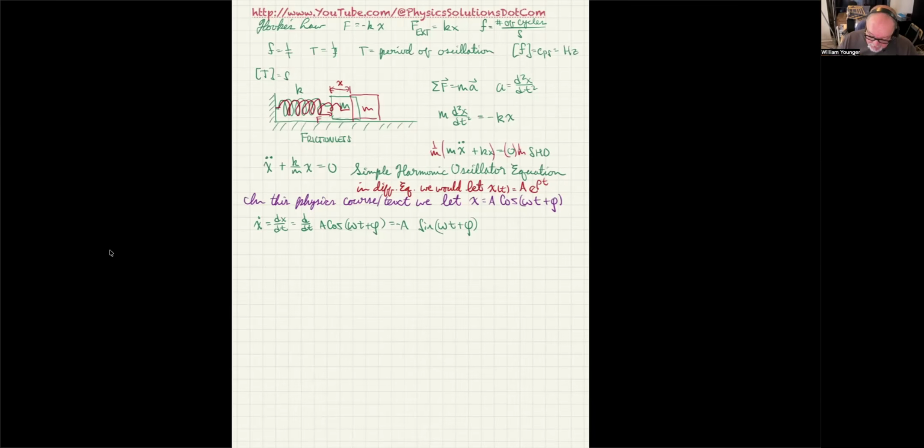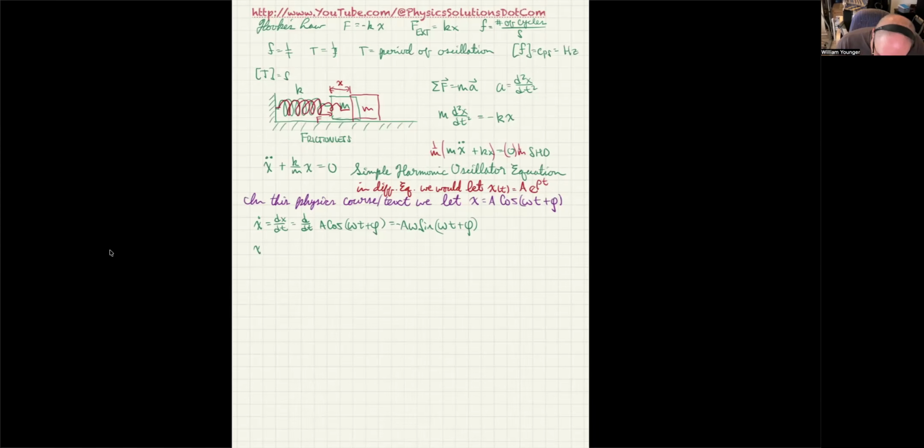And now I've got to take the derivative of omega t plus phi with respect to t, which is just omega. Hopefully I said that correctly most of the times. So again, I took the derivative of cosine omega t plus phi with respect to time. That gave me negative sine, and then I had to take the derivative with respect to time of omega t plus phi, and that gave me omega. So my result after taking the first derivative is x dot is equal to negative A omega sine omega t plus phi.